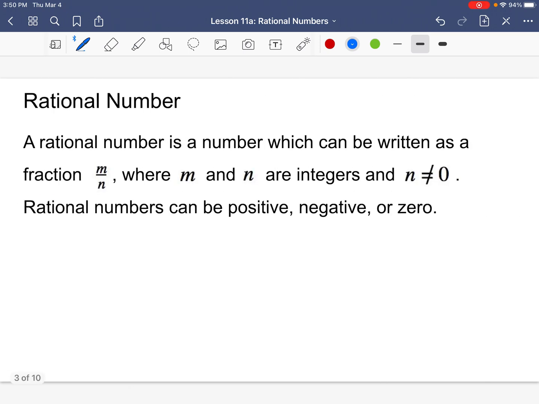So a rational number is a number that can be written as a fraction, where both the numerator and the denominator are integers, and the denominator is not equal to 0. And rational numbers can be positive numbers, negative numbers, or 0, just not divided by 0.